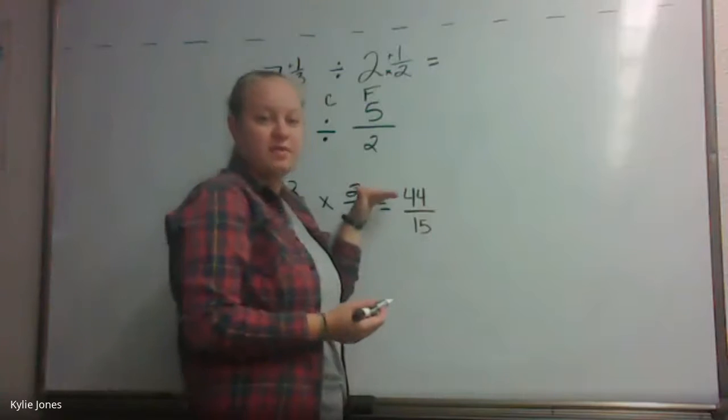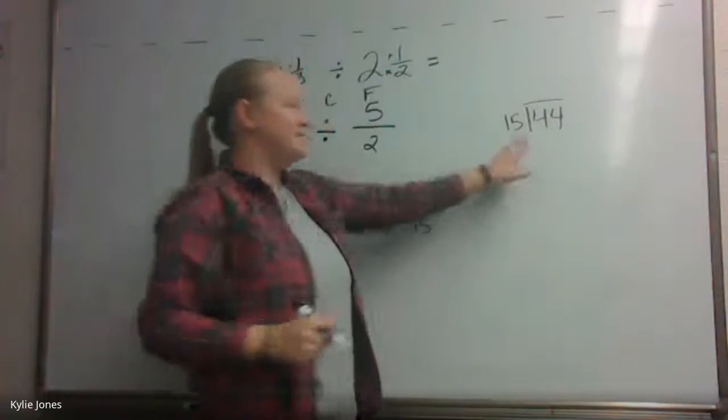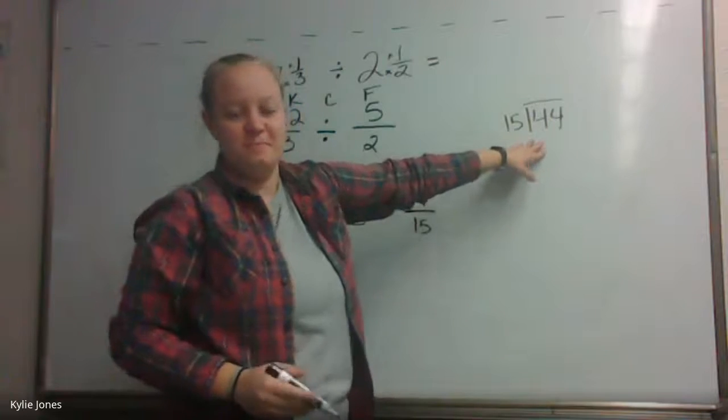We have to divide it. Good. You take the top number, 44, divided by the bottom. So 44 divided by 15. How many times does 15 go into 44?